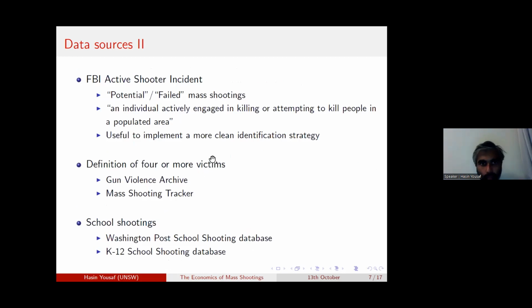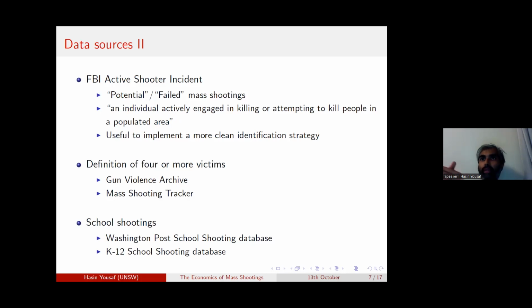Now, before I move on, I'll quickly mention some other data sources which might be of use as well. In particular, the FBI active shooter incident reports are an interesting source of shootings, which could be used as potential or failed mass shootings. These FBI active shooter incidents are incidents that are going on in real time, reported to the FBI.